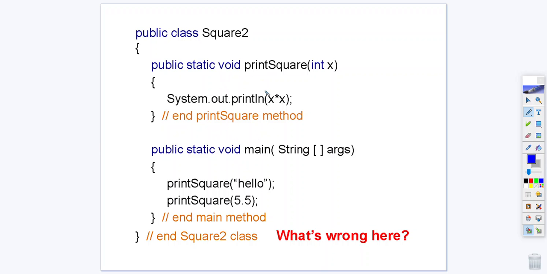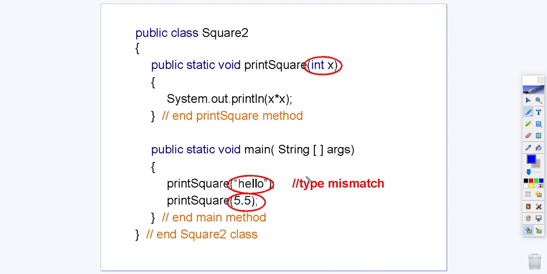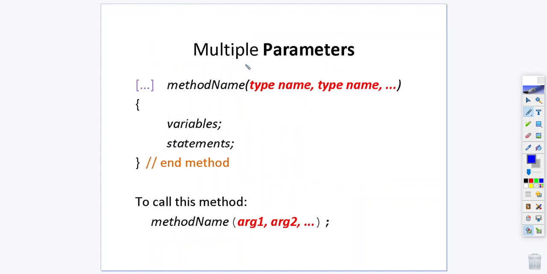Inside here, same idea. We have printSquare, and we are expecting to be passed an int. But you'll notice here I'm calling printSquare and I'm passing it a string, and then the second time I pass it a double. And so what's going to happen is you're going to get an error that talks about a type mismatch, that what you are passing and what is expected are not aligned.